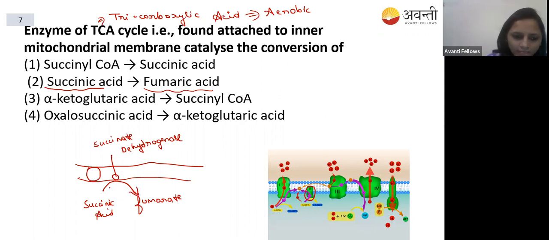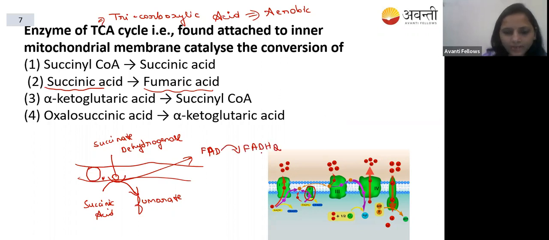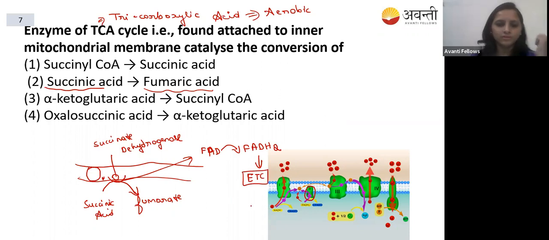So here you can see it will convert, where can I write, so here I will write. It will convert FAD to FADH2. Right, guys? Then this FADH2 will enter into the ETC, the electron transport chain. So it is helpful in the ATP production, right?